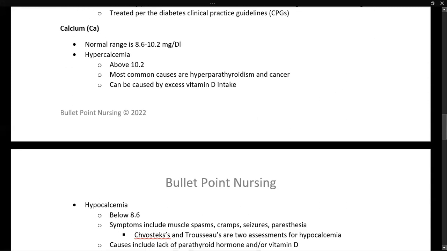Next, we have calcium. A normal range is 8.6 to 10.2 milligrams per deciliter. Hypercalcemia is the term for when it gets above 10.2. And the most common causes are hyperparathyroidism and cancer. The vast majority of all cases of hypercalcemia are going to be malignancy related or cancer related. These can also be caused by an excess of vitamin D intake.